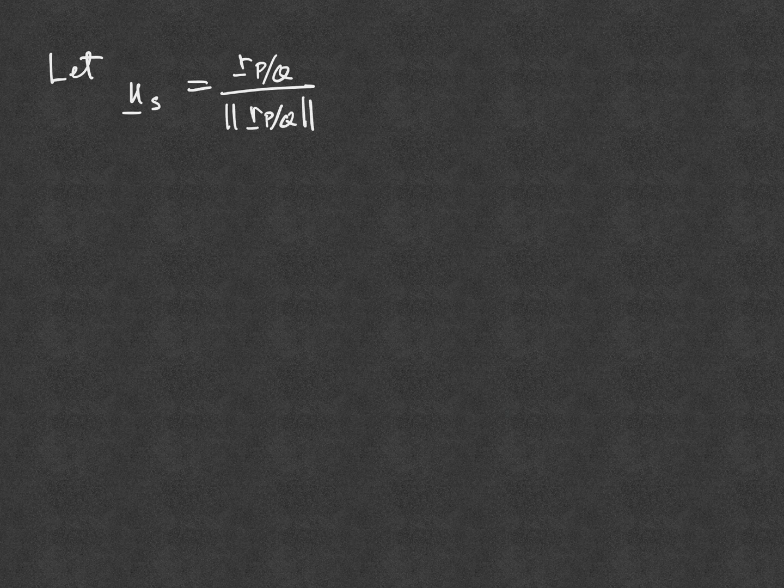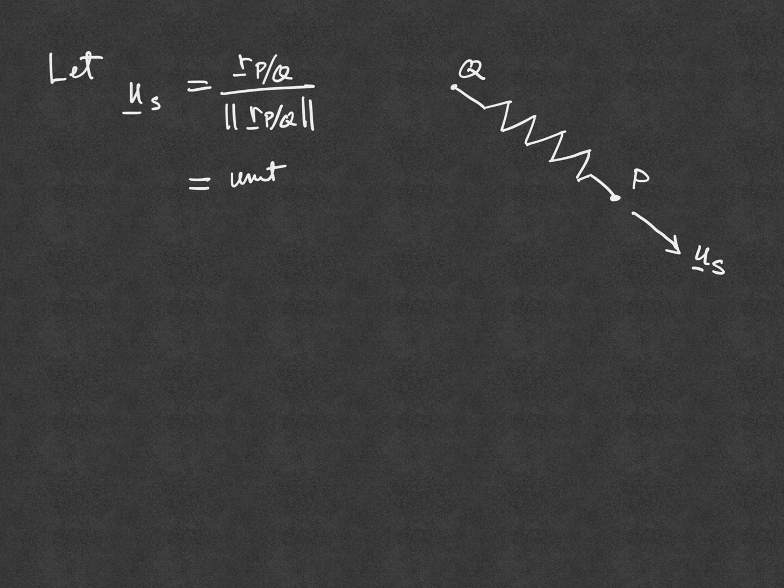So in order to deal with both of these cases, I'm going to let U_S equal the position of P relative to Q, all divided by the magnitude of the position of P relative to Q. What that is, if I draw my spring again, here's point Q, which is the attachment point, and here's point P, the vector U_S lies along the direction from Q to P. So U_S is the unit vector along QP.